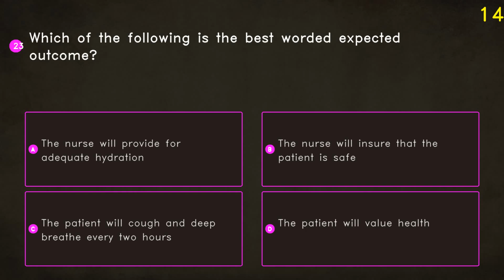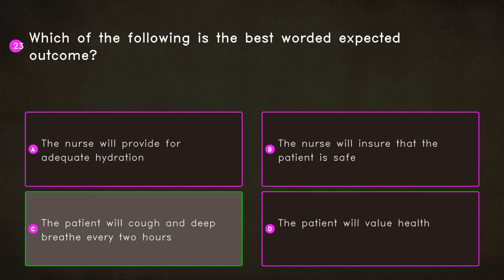Question 23. Which of the following is the best worded expected outcome? A. The nurse will provide for adequate hydration. B. The nurse will ensure that the patient is safe. C. The patient will cough and deep breathe every 2 hours. D. The patient will value health.